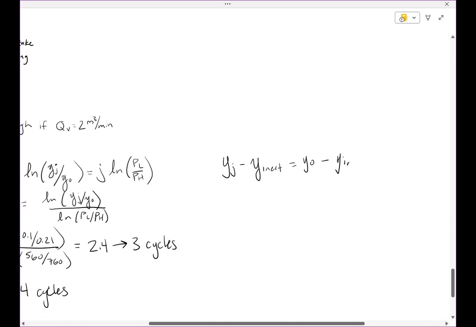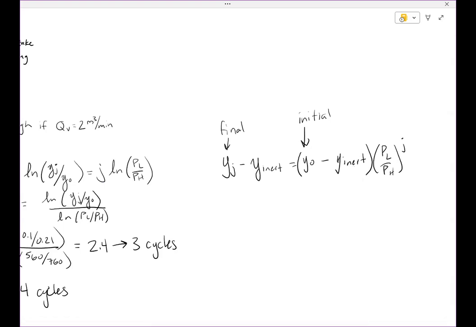You're perhaps getting confused, which is not good. Let me just do this then. So this is going to be initial. This is final. And then inert is the amount that is in the inert already. So P_L over P_high to the J power. And I need parentheses there for the avoidance of doubt. So again, this is just plugging and chugging to find what J is. So I'll do that and I'll come back.